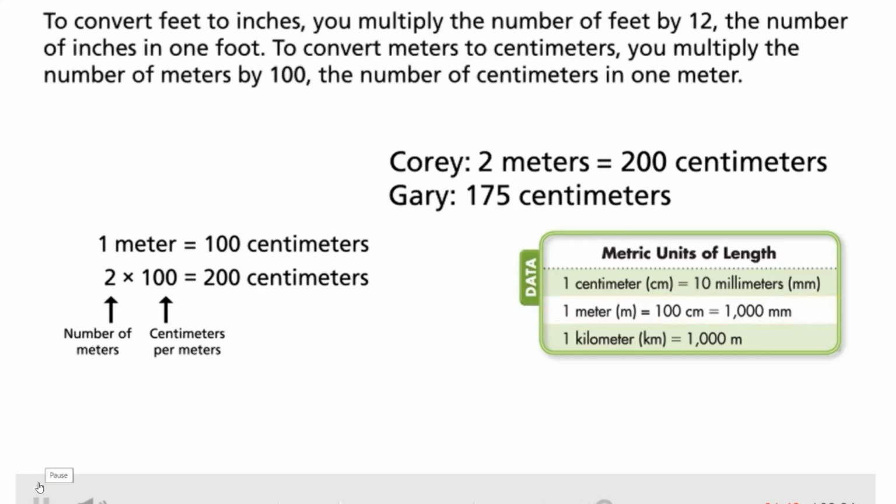To convert feet to inches, you multiply the number of feet by 12, the number of inches in 1 foot. To convert meters to centimeters, you multiply the number of meters by 100, the number of centimeters in 1 meter.